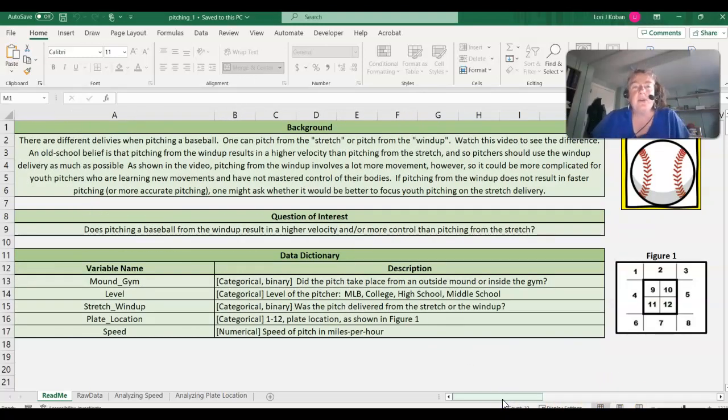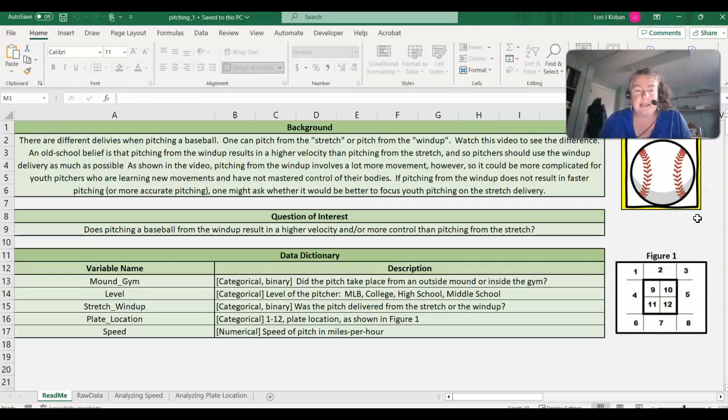So the question: there are different ways to pitch a baseball, and I want you to watch this video so that you can see what the difference is between pitching from the windup and pitching from the stretch. And what you'll see is that there's a lot more motion that comes with pitching from the windup. Now, you will hear a lot of people, especially old school, say you pitch from the windup because all that extra motion gives you more velocity. And if you're a pitcher and you're faster, that's a good thing.